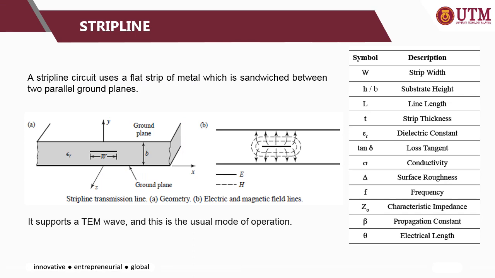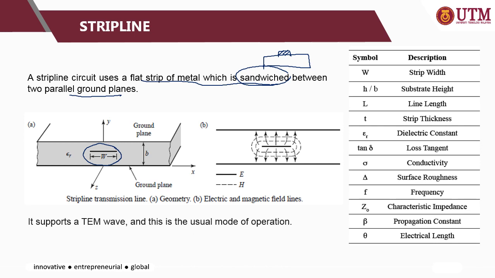Okay, as discussed earlier, the strip line basically includes a flat strip of metal which is sandwiched between two parallel ground planes. So this is the microwave strip line. In comparison to the macrostrip, the conductor is placed on top. But for strip line, the metal strip is sandwiched in between two parallel ground planes.